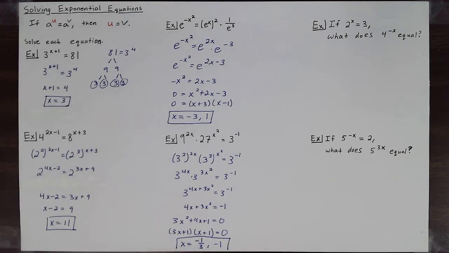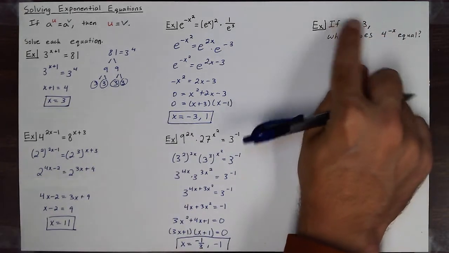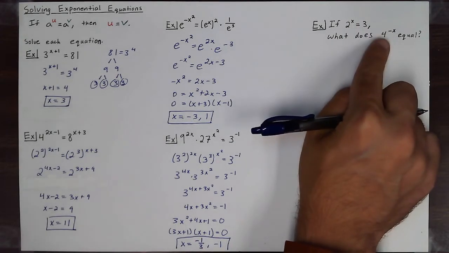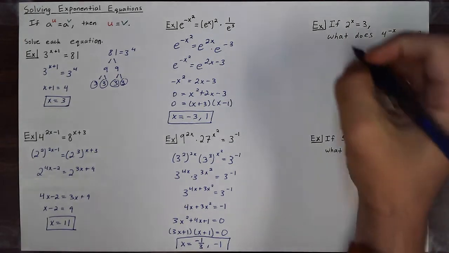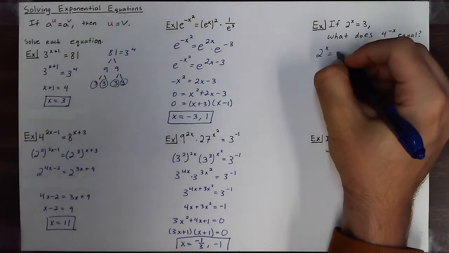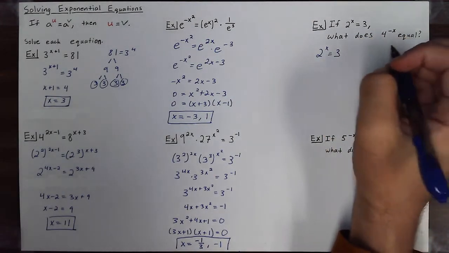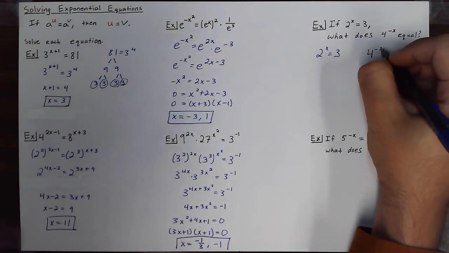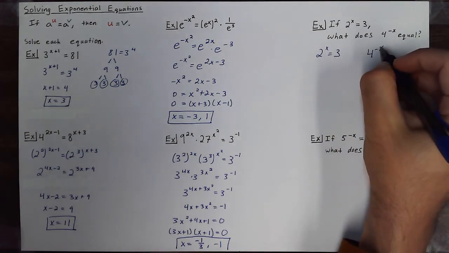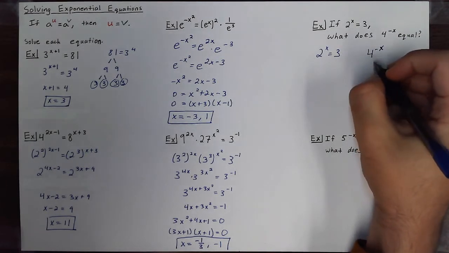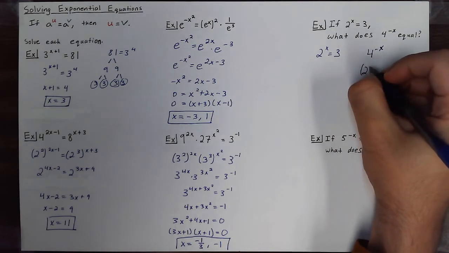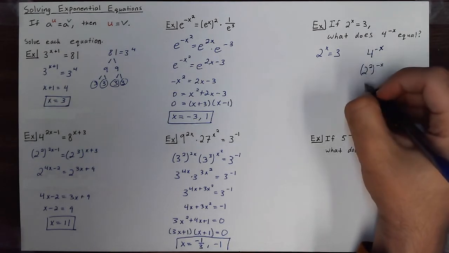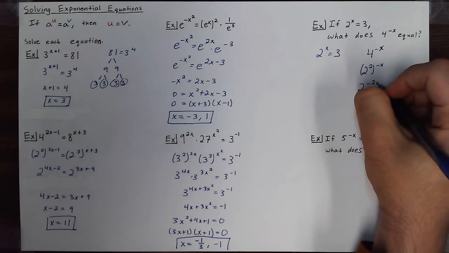Now, let's get into some relating problems, meaning if I know that 2 to the x is equal to 3, then what could 4 to the negative x equal? Well, the trick to this one is to hold on to this information that 2 to the x is equal to 3, then find a way to rewrite 4 to the negative x to maybe include 2 to the x. So 4 I know is 2 squared, so I can write 2 squared to the negative x, which I can multiply together to give me 2 to the negative 2x.